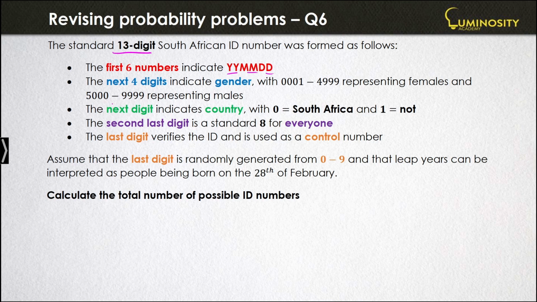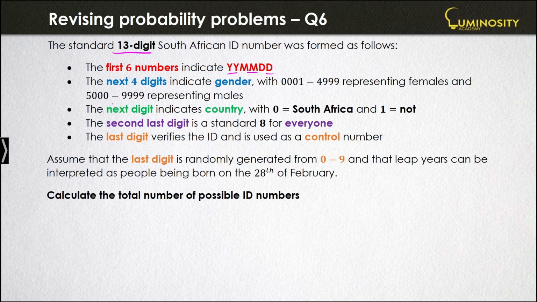The next digit indicates the country. Were you born in South Africa, then you were given a 0. If you're not born in South Africa, but you become a South African citizen, then you get a 1. The second last digit is a standard 8 for everybody. And the last digit verifies the ID and is used as a control number.